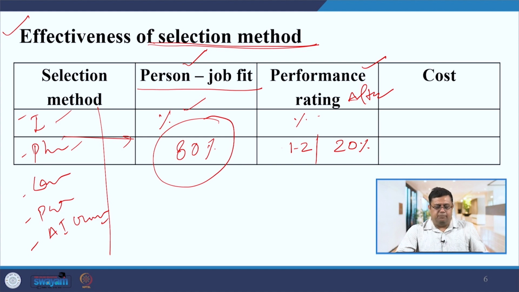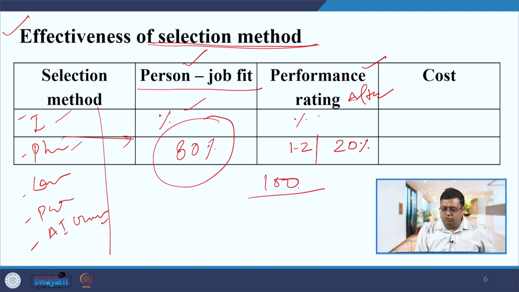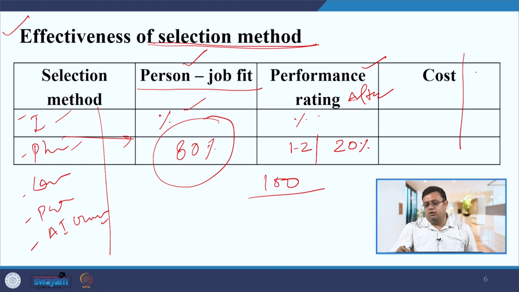Let us assume you selected 100 candidates, and out of 100, how many candidates had a mismatch? That is, during the selection their ratings were very high, but during the actual performance their ratings were very poor. What is the percentage of that? In addition to that, two more criteria that I will add: cost plus time.